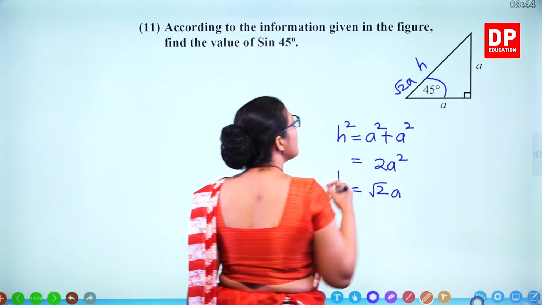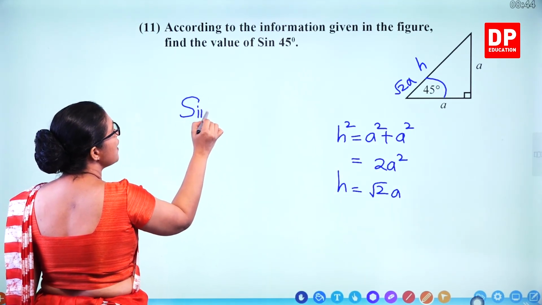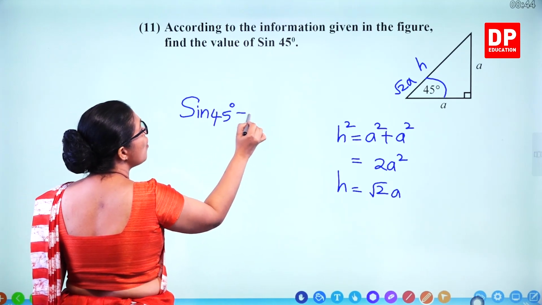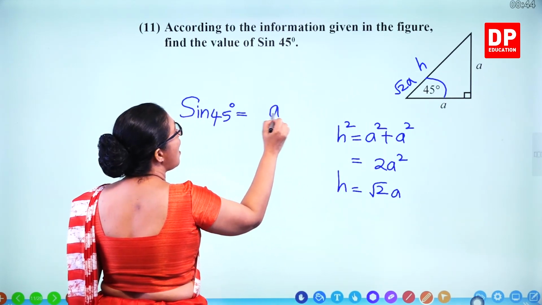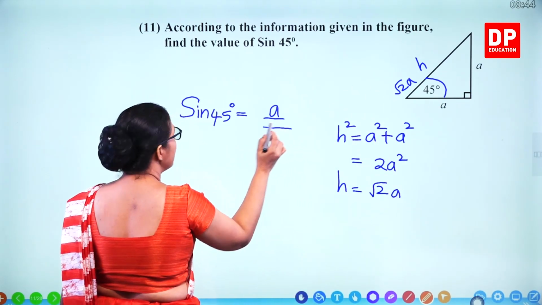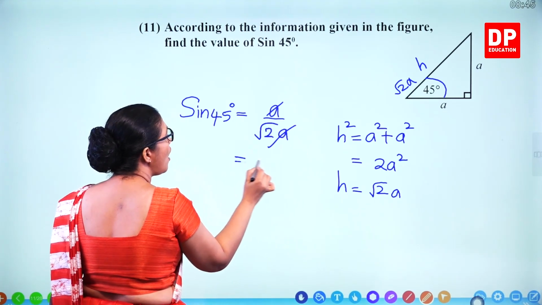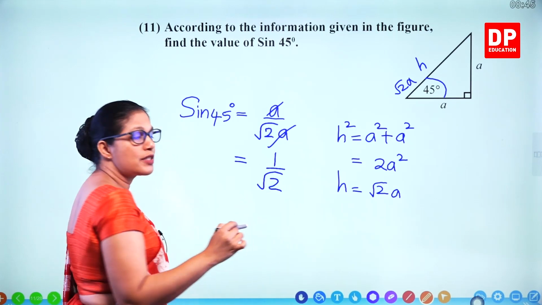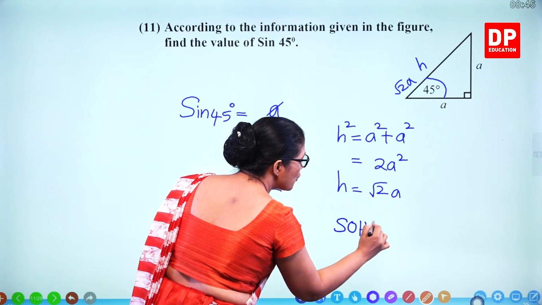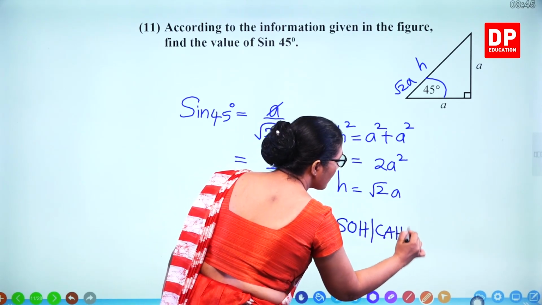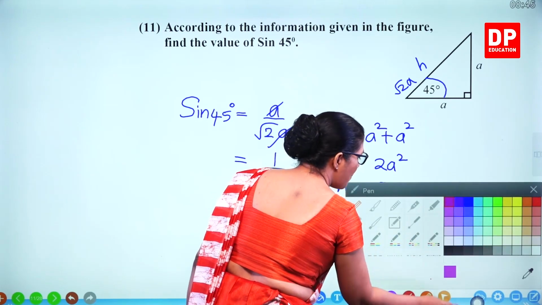Now you can find out what's the sine 45 value. Sine 45 means opposite over hypotenuse. So opposite to that is A. Hypotenuse is root 2 A. A and A get cancelled out. You get 1 over root 2 as the sine 45 value. So remember the ratios. Sine ratio is opposite over hypotenuse.